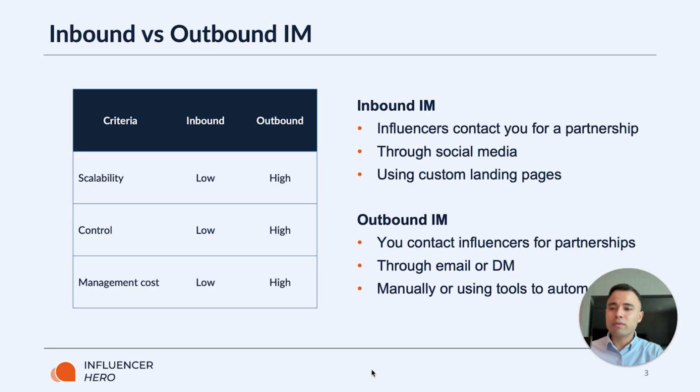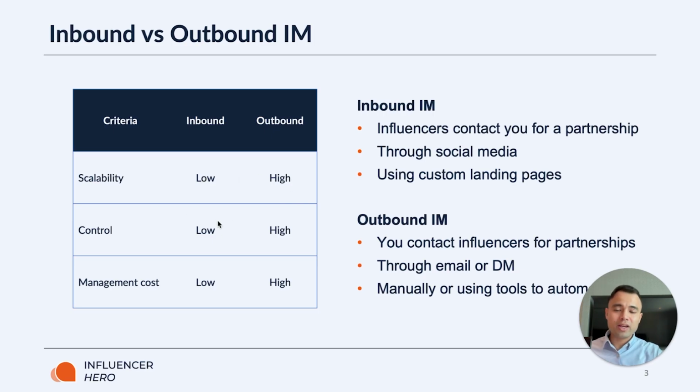I think it's important. Scalability right here. So inbound, the scalability is low because you are essentially bound to the number of influencers which contact you, which sign up and want to work with you. Now, again, for larger brands, this number can be larger, but still, it's not really scalable. Versus outbound, it's all within your control. You determine how many influencers you work with, and the scalability is higher.